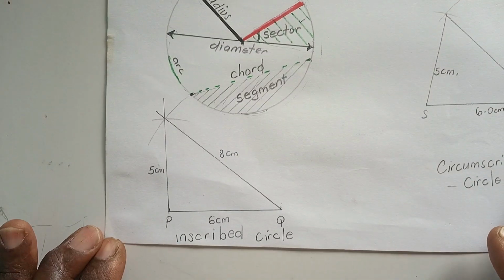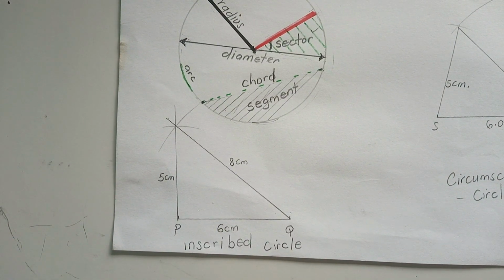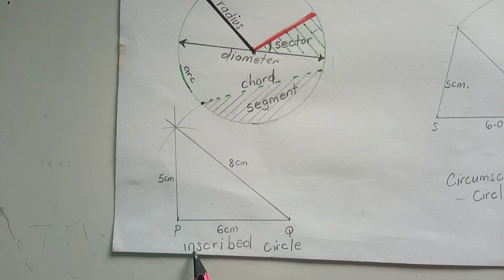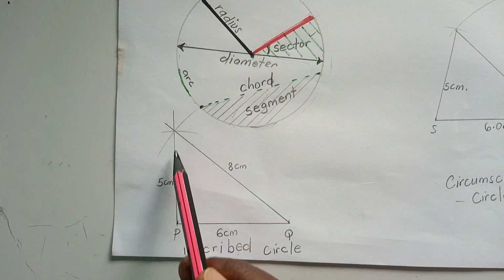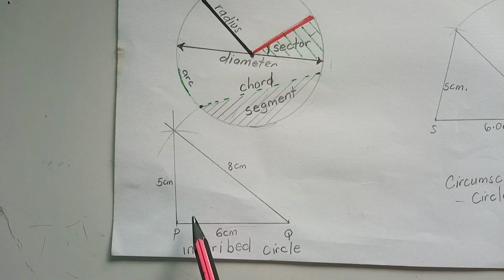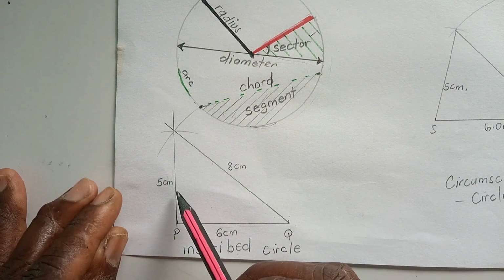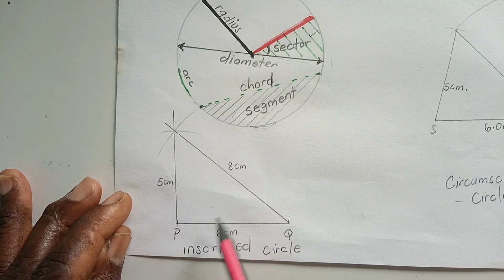Having had that background, we are going to draw an inscribed circle. Now an inscribed circle, we have two parts here, in and scribed. So we begin with our triangle. Now when we draw our circle, it should be inside here. Our circle should be inside here.